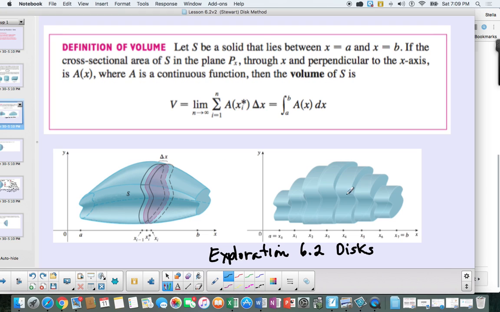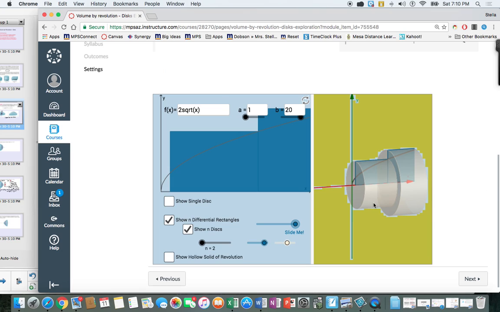Our little pieces of volume will be sometimes sideways instead of going up like I had it in the previous picture, but this is our base. And our base could vary, but the representation for the base will be the same. Our width will be delta x. Let's go to the exploration to look at this.